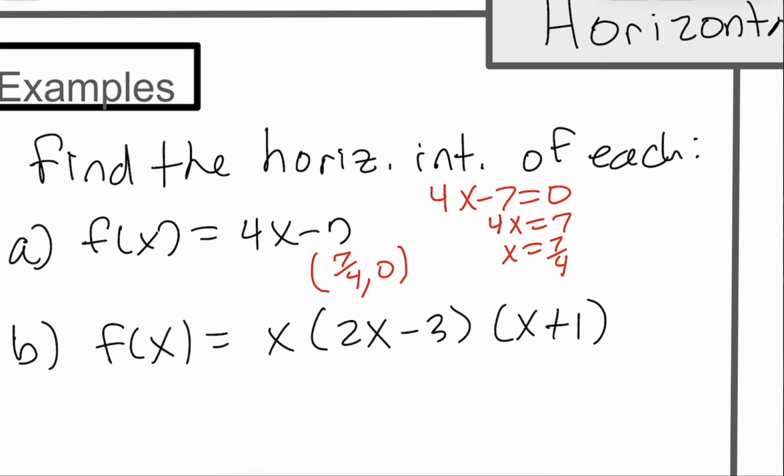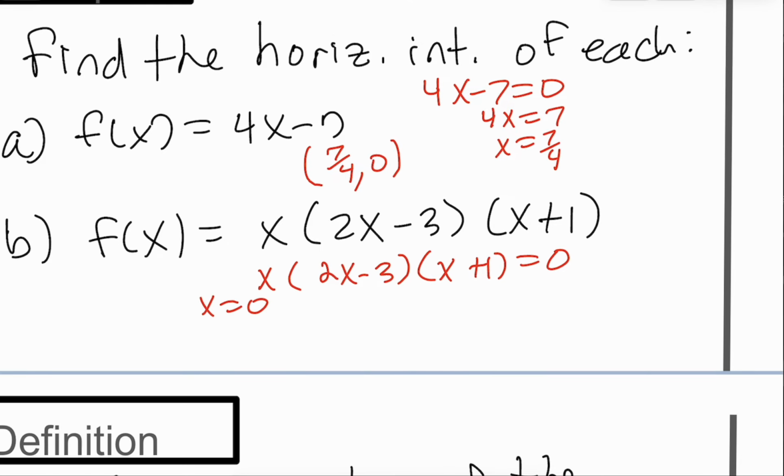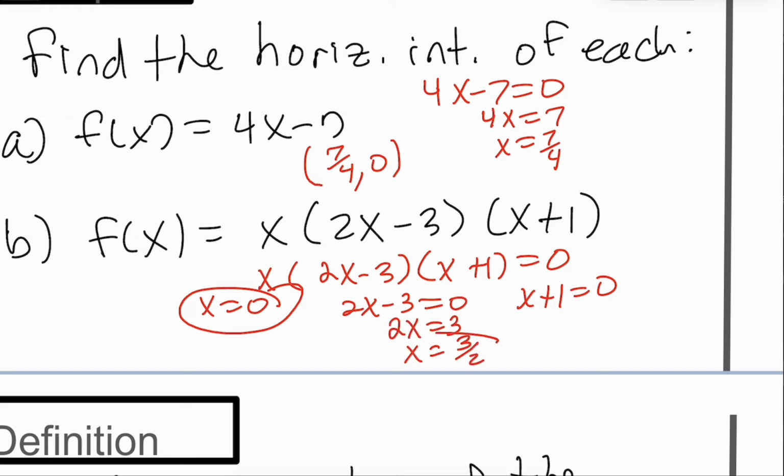Now for b, it is a polynomial function in factored form, which is great because then we can set that equal to 0, and that allows us to set each piece equal to 0 and solve it. So this one's naturally solved. Don't forget that x is an important piece. This one, you move the 3, divide by 2. This one, you just get to move the 1. It becomes negative 1. So we end up there with 3 places that hits the x-axis or horizontal axis.